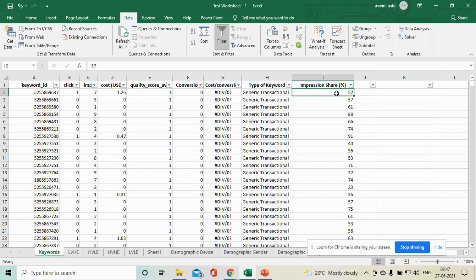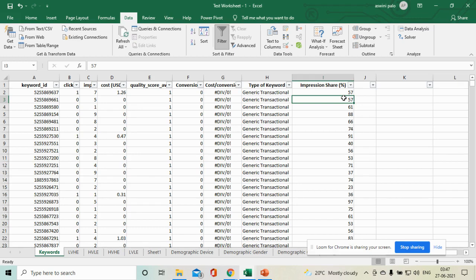Then what exactly is the impression share? It is 1 lakh divided by 5 lakhs, which comes to around 1 by 5. If you convert it into percentage, it will be somewhere around 20%. Now, in the impression share table, you will see it as 20%. So that's how impression shares are calculated.